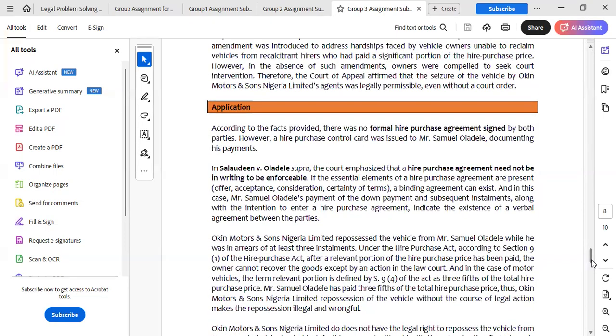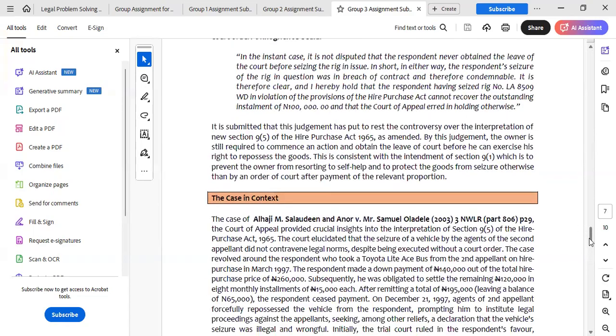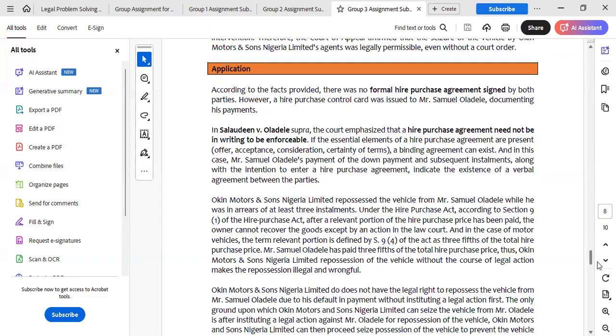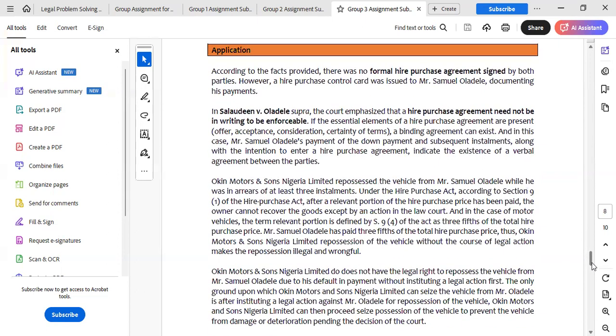You can see that the way it's been applied, according to the facts, there was no formal purchase agreement. It was after the legal side had been stated, the case in context, the application was now done. One of the reasons why this one is looking like this is that it was more like a review of a case. That, okay, let us review a live case. What should the judge decide?